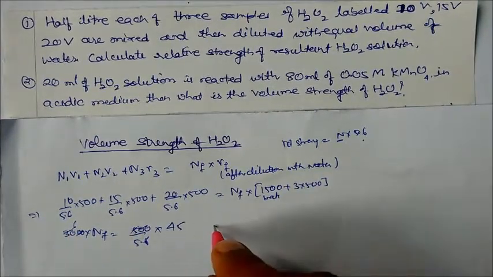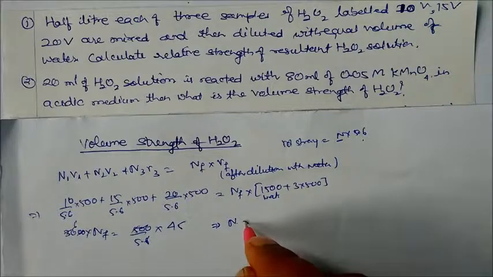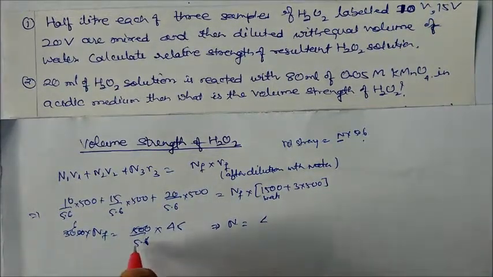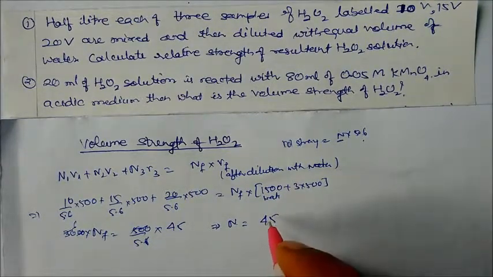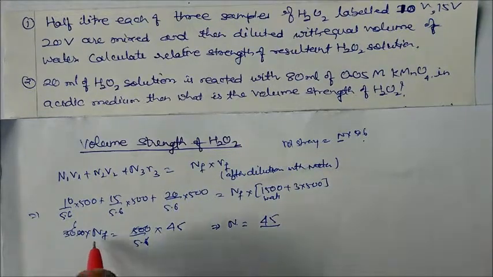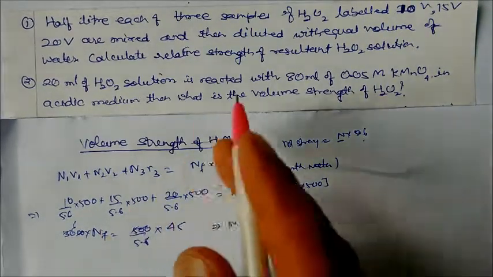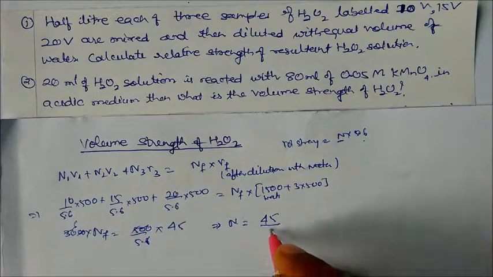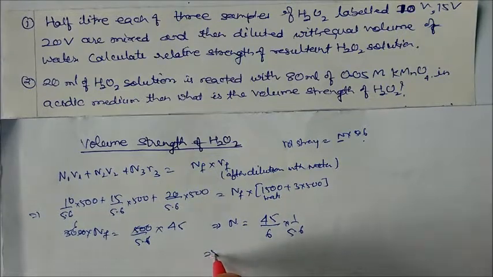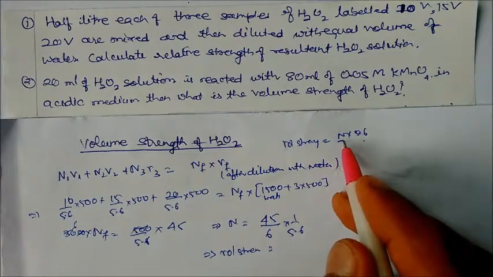So the normality of the final volume will be 45 by 6 divided by 5.6. Now we have to find the volume strength. The volume strength will be normality into 5.6.